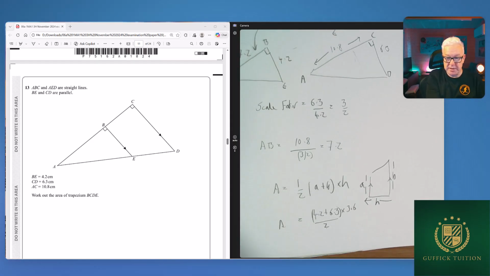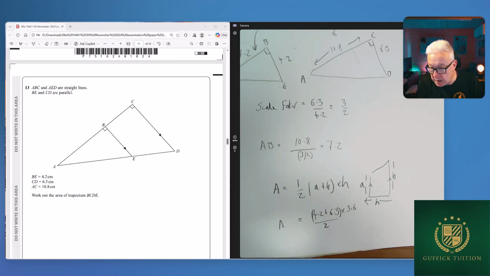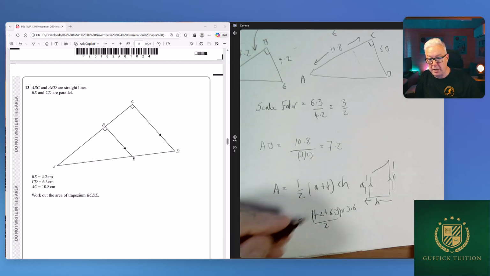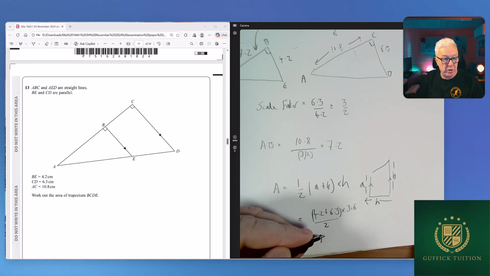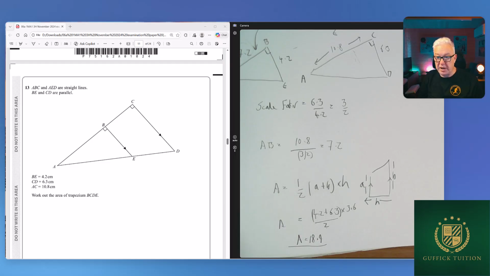So let's work this out then. We're going to do 4.2 add 6.3, that gives us that. Divide that by 2, times that by 3.6, and that gives us the answer 18.9. So the area of our trapezium is 18.9, and we don't need any units for that.